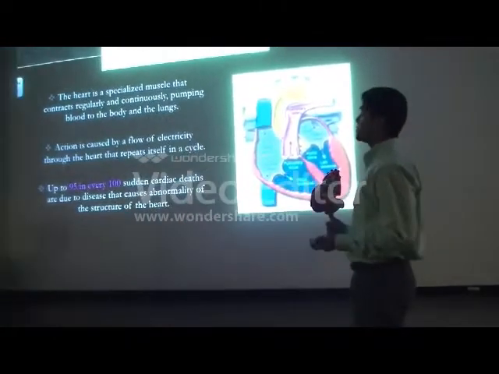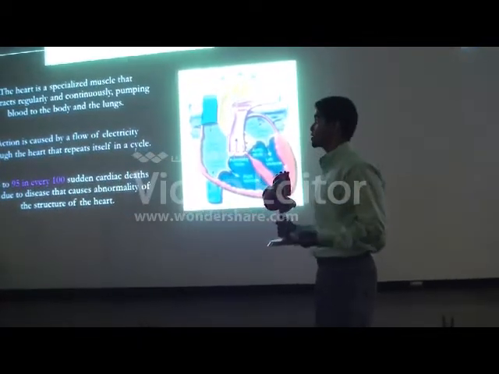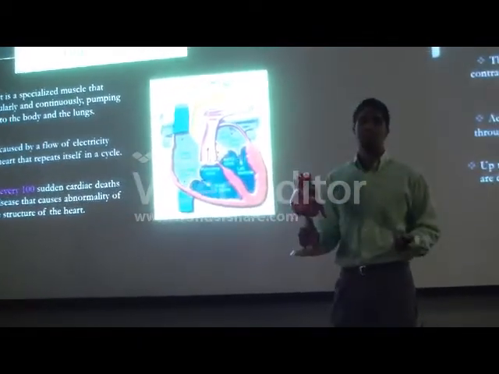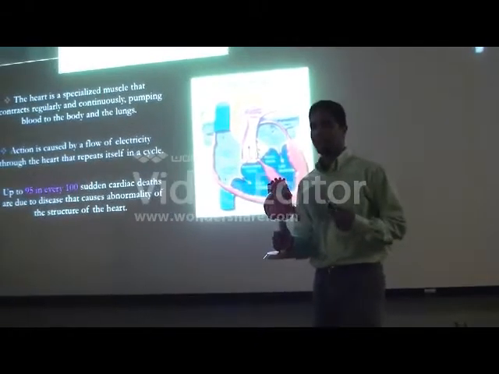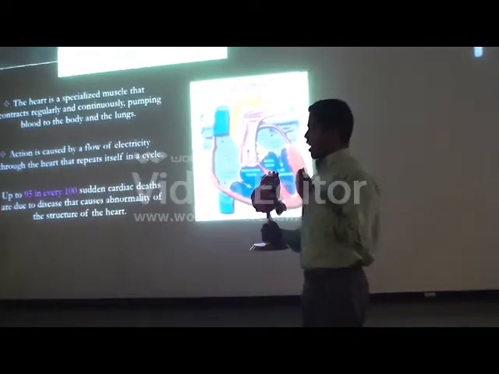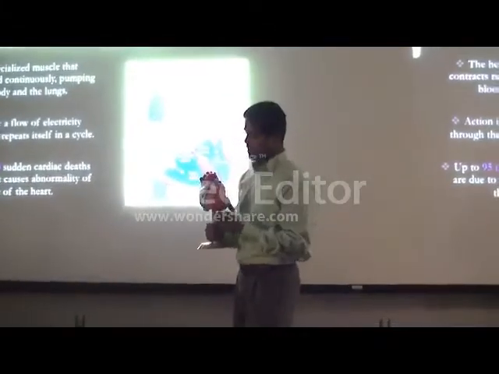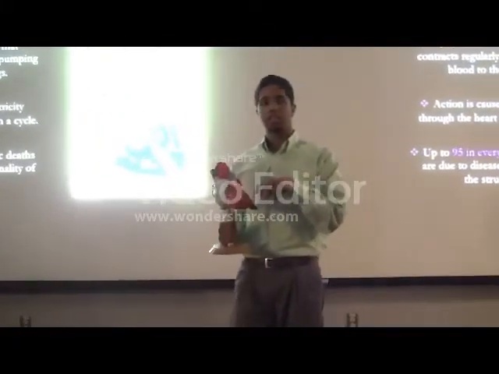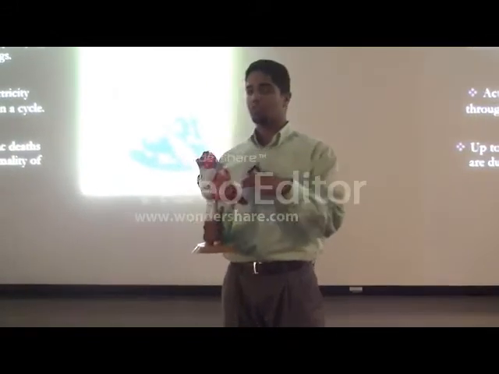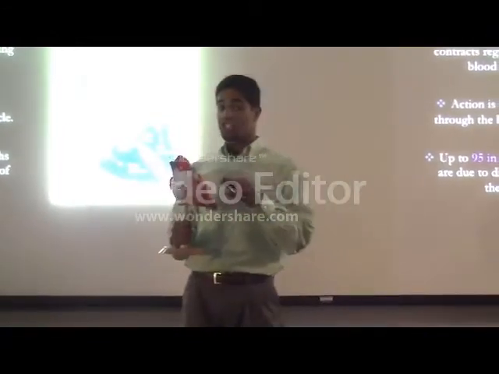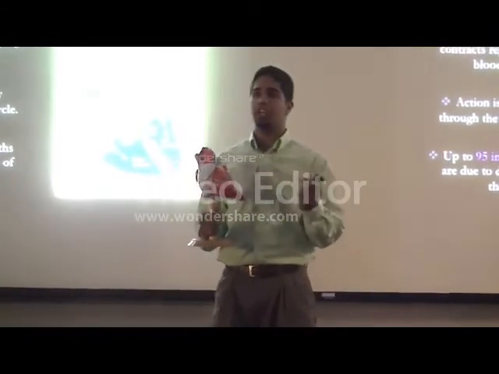The heart is a specialized muscle that contracts regularly and continuously, pumping blood to the body and the lungs. Think of the heart to your body as an engine is to a car. Blood flows into the superior vena cava and the inferior vena cava into your right atrium. It then travels down through the tricuspid valve into your right ventricle. From your right ventricle, it takes deoxygenated blood. This is the exception. Make sure you guys remember this.